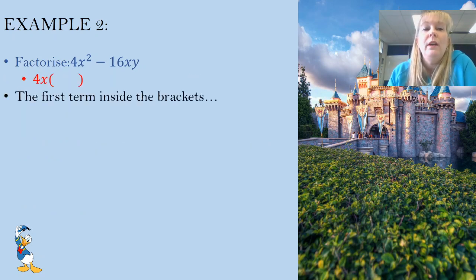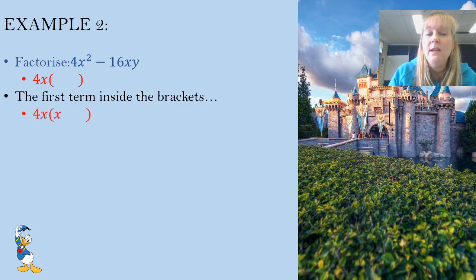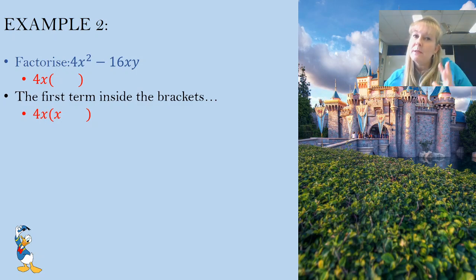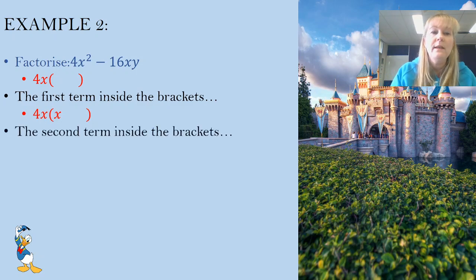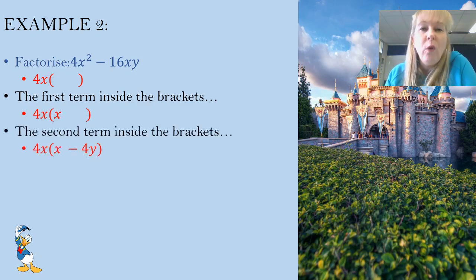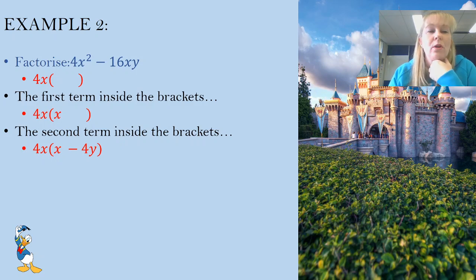Now, I'm going to look at the first term from the start of my question, 4x squared. I'm going to ask myself those questions again. 4x times what gives me 4x squared? That would be x. It goes inside the brackets. Now notice I've got that negative number. Positive times a negative. I've got the positive at the front of the brackets, so times a negative, I'm going to have a subtraction sign inside the brackets. So I've got negative 16xy. Well, 4x times what gives me negative 16xy? Well, of course, that second term inside the brackets will be 4y with the subtraction separating the two terms.